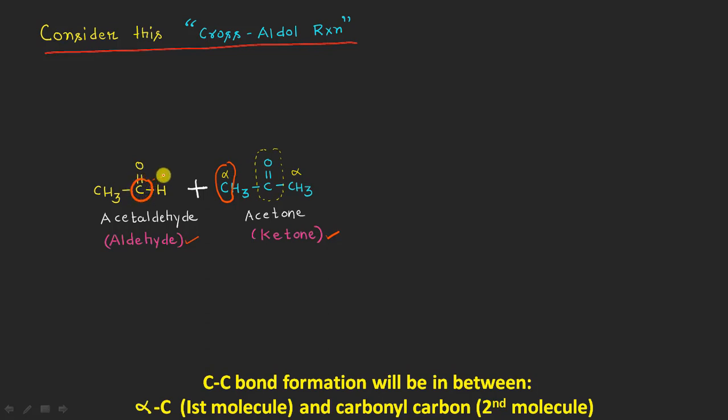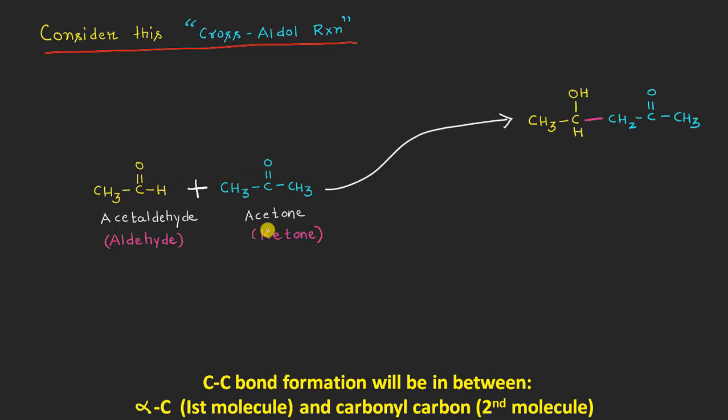So this is the first possibility here, that the alpha carbon atom of the acetone will react with the carbonyl carbon of the acetaldehyde, resulting in the formation of a new bond in between this carbon atom and this carbon atom here, which I can show here. The product will be something like this here, right? So you can see here the new bond formation here, that is taking place from the reaction in between this carbon and this alpha carbon atom here, right?